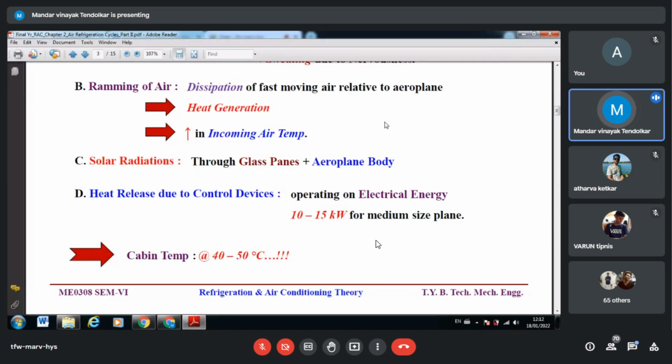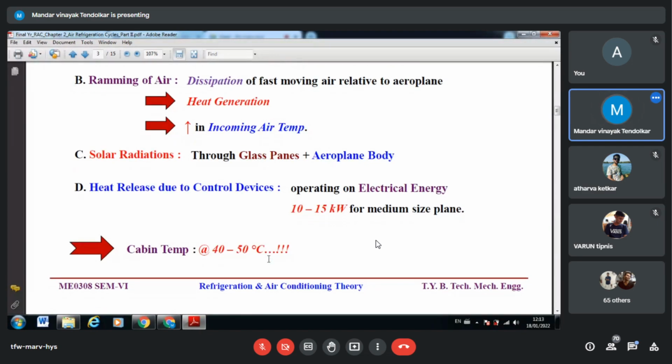And that is why there is a requirement of air conditioning for the passenger section. If you analyze the total heat generated inside the cabin, which is responsible for raising the temperature up to 40, even 50 degrees Celsius, then naturally we need air conditioning. So that is why aircraft refrigeration is important. Agree? Any doubt?